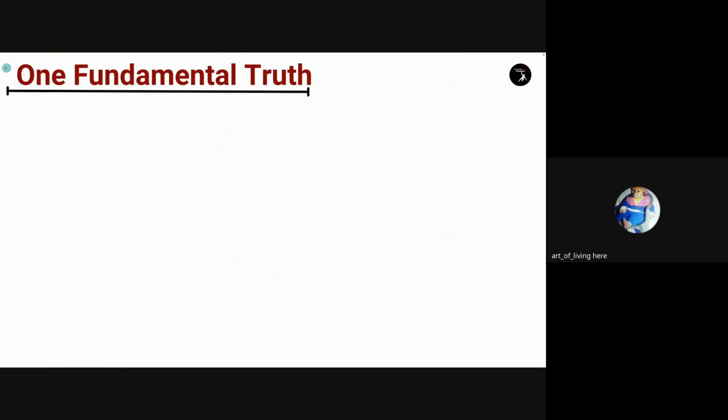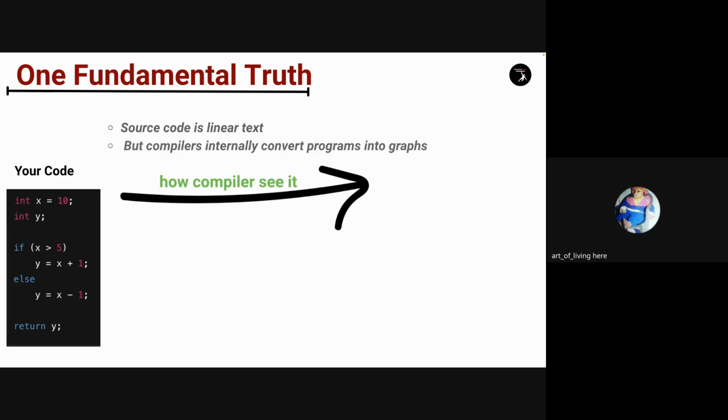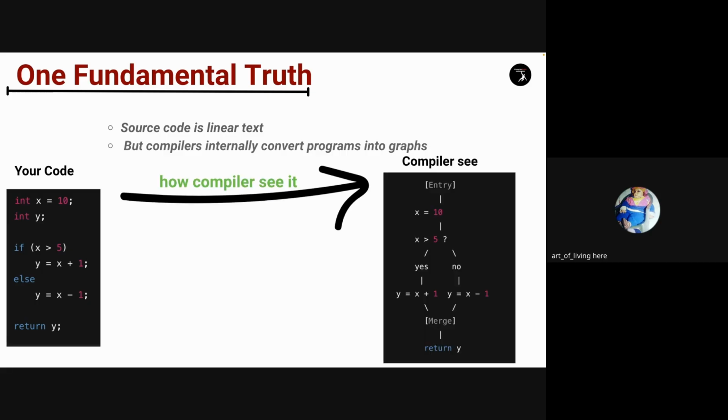So what is one fundamental truth? Our source code is linear text, but what does the compiler internally convert it into? A graph. So your code is like this. How does the compiler see it? The compiler sees it in the format of a graph. If you see the code, that code is very simple. If x is greater than 5, increment the y.